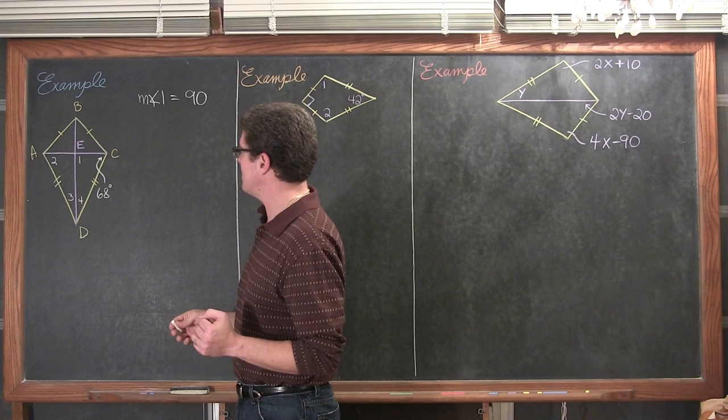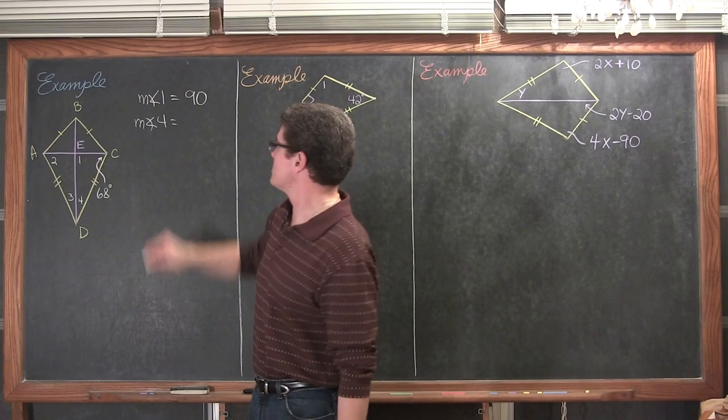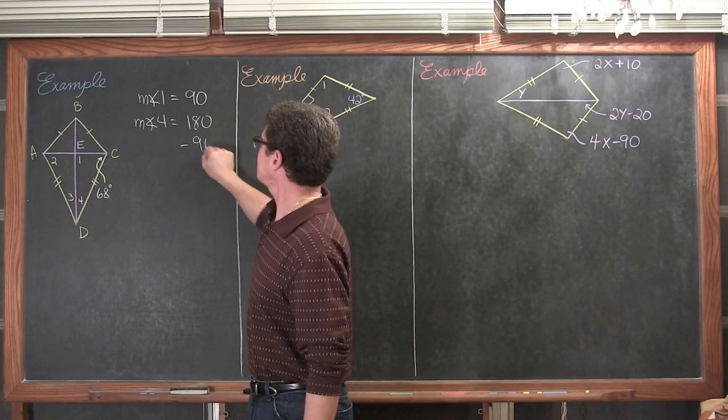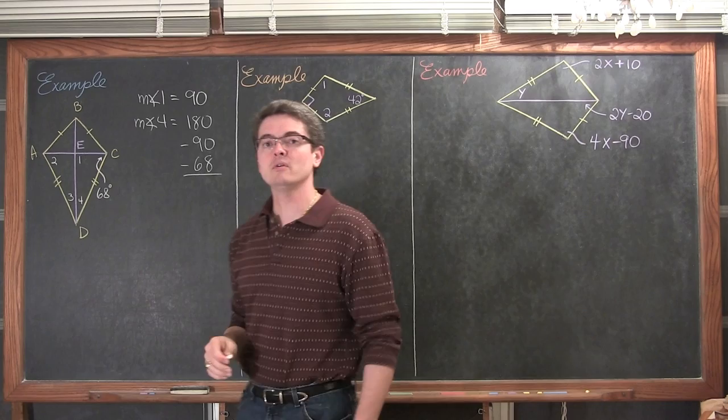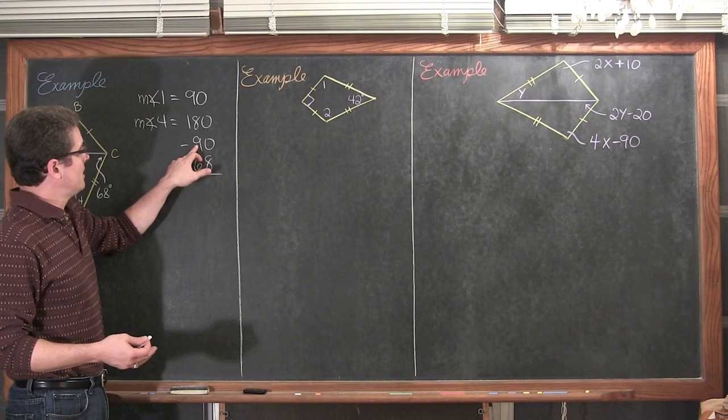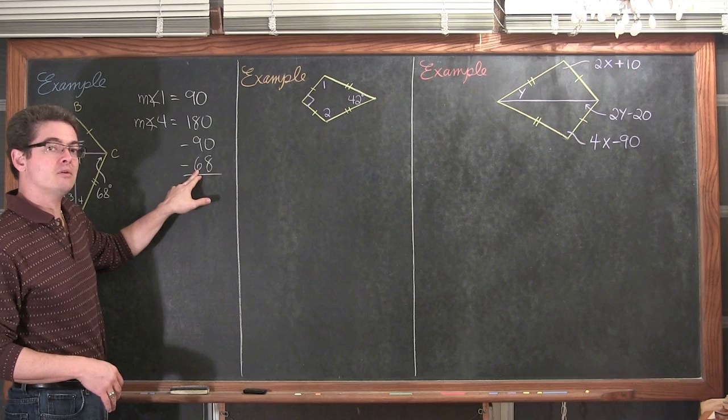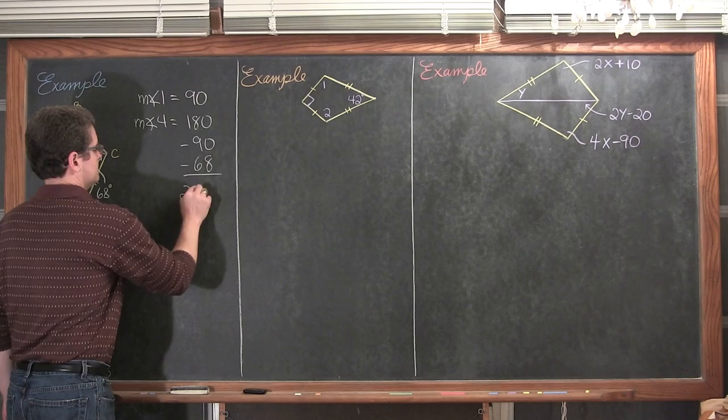So the measure of angle 4 is going to be equal to 180 degrees minus the 90 that we have for angle 1, and another minus, taking out that 68 degrees we have here, and whatever's left over is our final answer. So we have 180 minus 90, which is 90 degrees, left after taking away this first 90. 90 minus 60 is equal to 30, and 30 minus 8 is equal to 22 degrees. So again, the measure of angle 4 is 22.